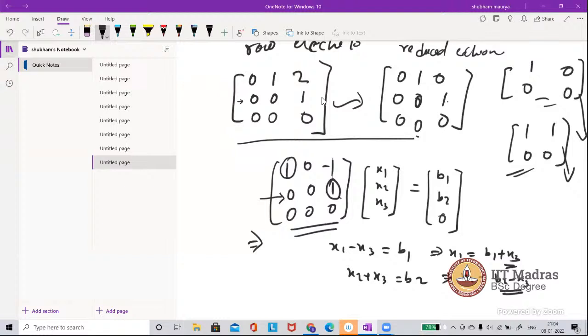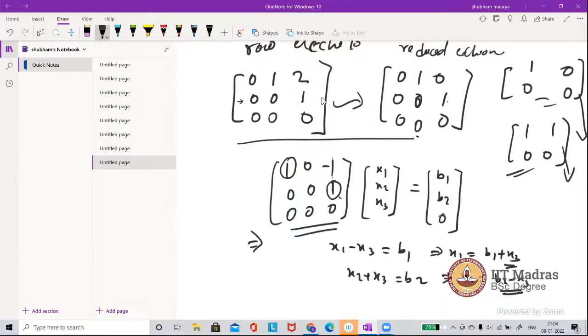So in this matrix, can you say which are the dependent and which are the independent? Then it will be clear, I think. I think x1 and x3 are dependent, and x2 is independent.